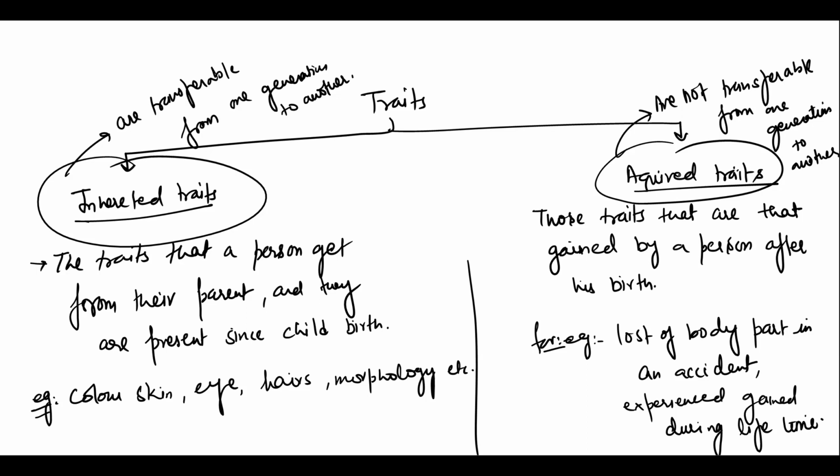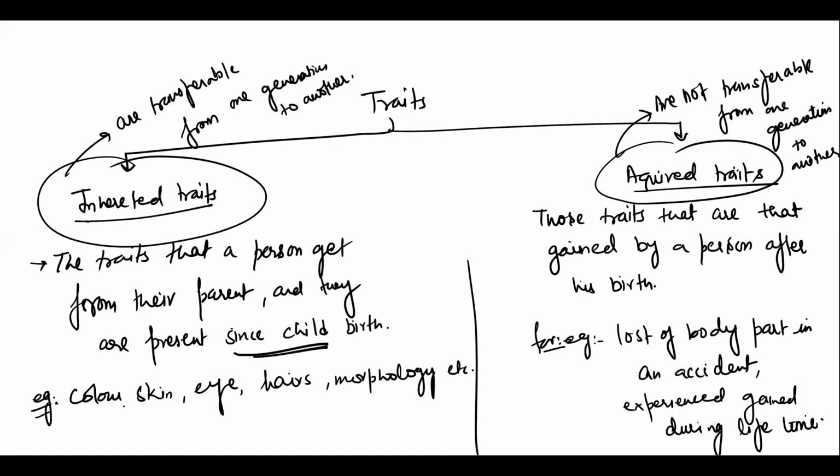Similarly, if I'm learning something in my lifetime, for example, if I'm teaching you right now, this is stored in my brain. It doesn't mean that my kids are going to have the same information that my brain has, because all the information that I'm teaching you right now was acquired after my birth, not before my birth. This is not acquired from my parents. So if a person is a doctor, it does not mean the child will be a doctor. Inherited traits are those traits that are present since childbirth. Okay, got it?